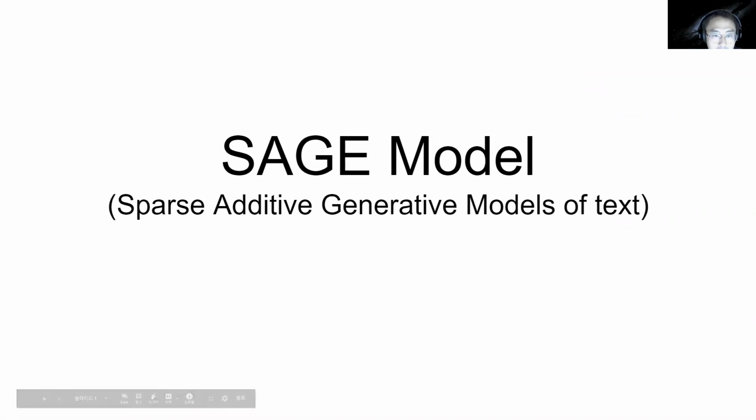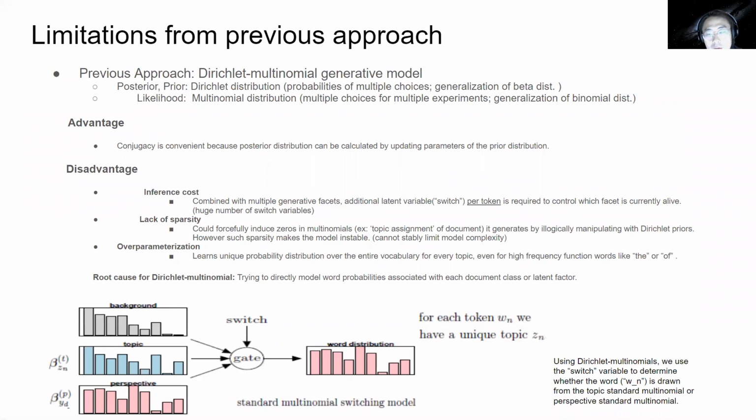Hi, I'm going to talk about the SAGE model in natural language processing, which is the abbreviation of the Sparse Additive Generative models of text. Prior to the introduction of this SAGE model, the generative models of text were typically associated with the Dirichlet multinomial generative model, which exploits the conjugacy between the Dirichlet distribution and the multinomial distribution.